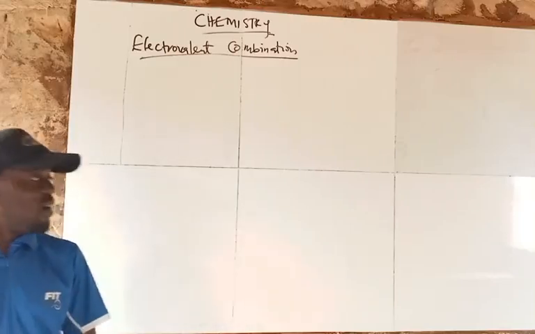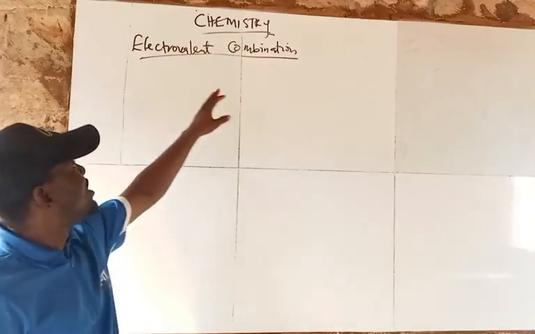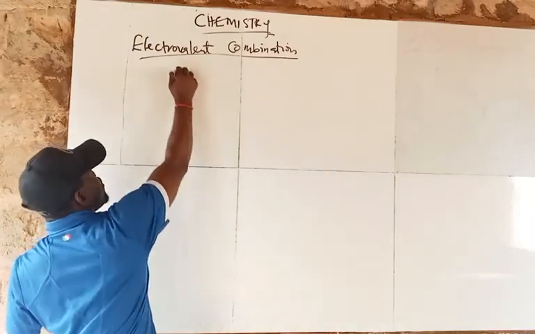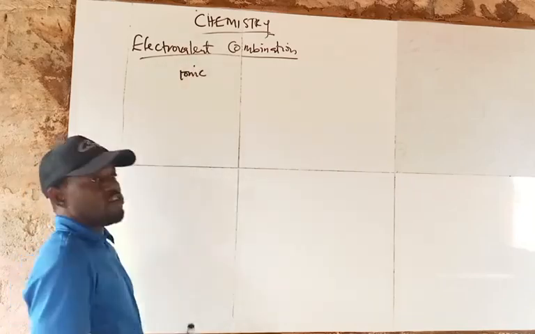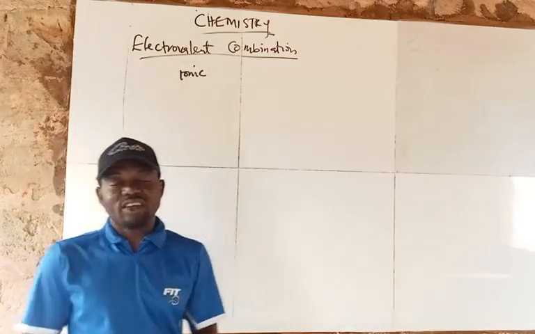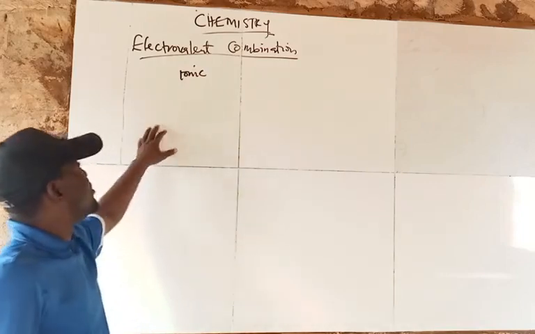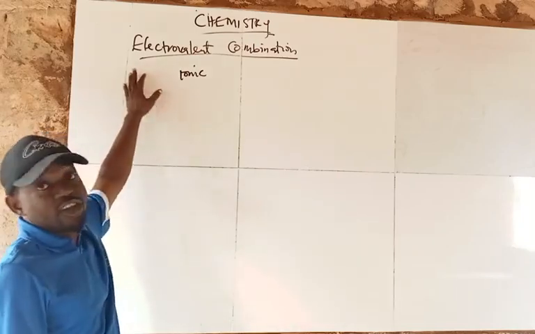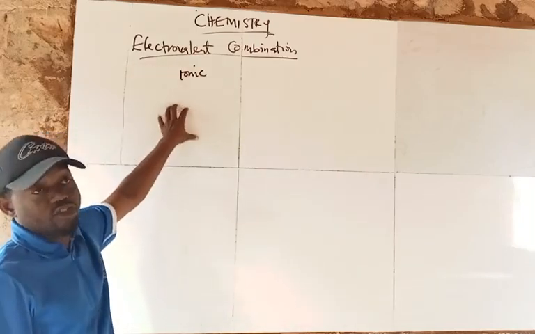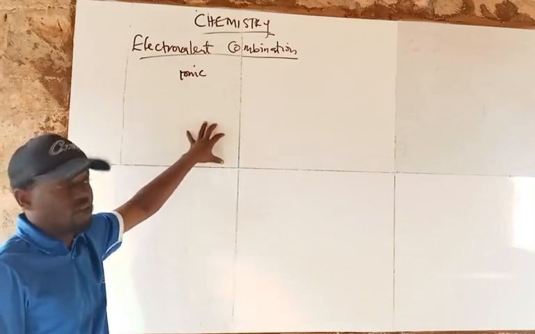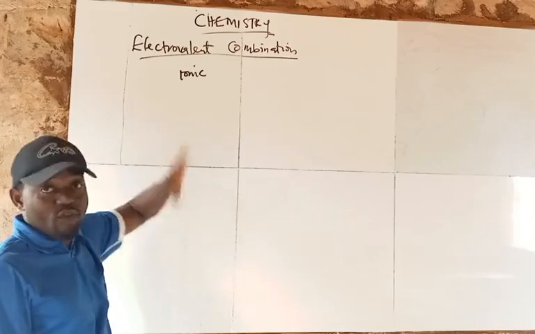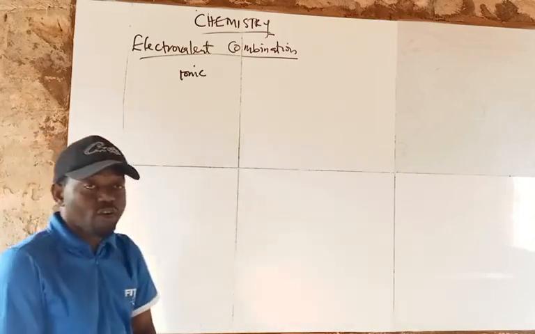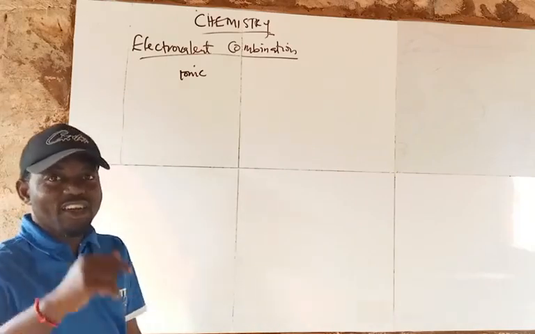Today we are going to be treating electrovalent combination, which can also be called ionic combination or ionic bonding. This topic is under chemical combination, where we have two types: the electrovalent and the covalent. But in this class, I'm going to be treating the electrovalent combination, or ionic combination.